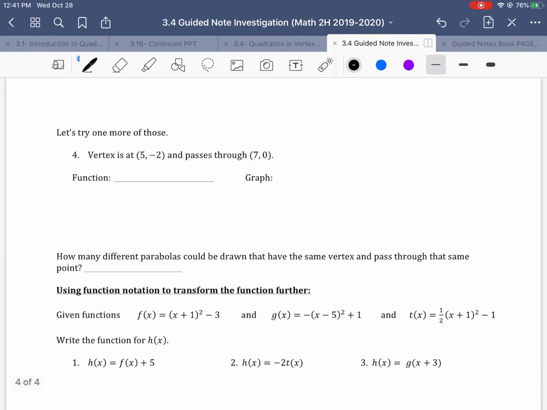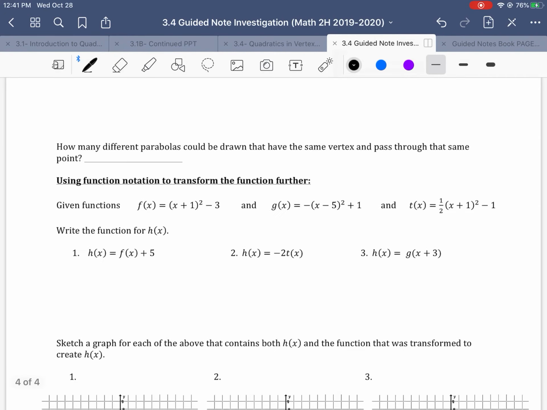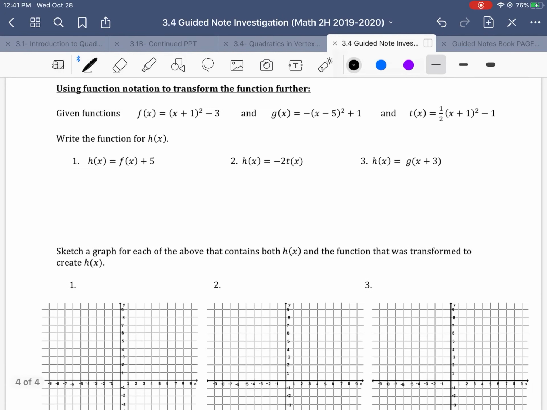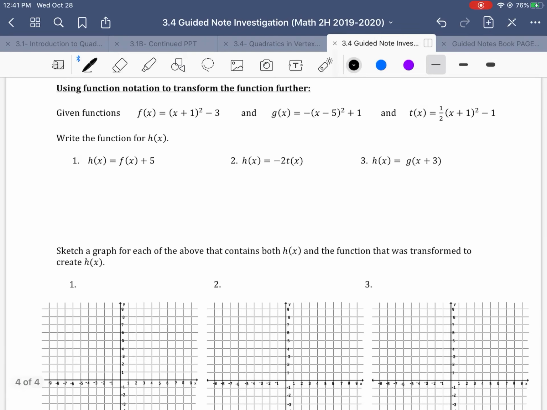You're going to try the same thing on that next one. Build one with that vertex that passes through that point. So follow that same procedure and see if you can build that function. Jumping down, we're practicing using function notation for transformations.